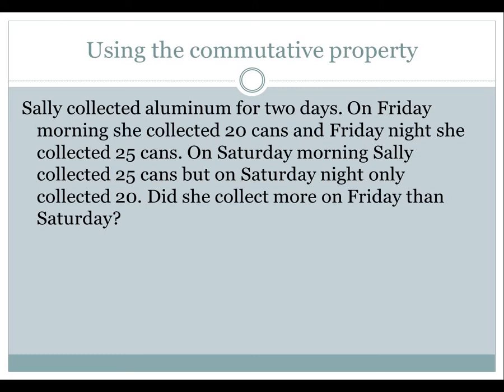Sally collected aluminum for 2 days. On Friday morning, she collected 20 cans, and on Friday night, she collected 25 cans. On Saturday morning, Sally collected 25 cans, but on Saturday night, only collected 20. Did she collect more on Friday than Saturday? Let's work this out.